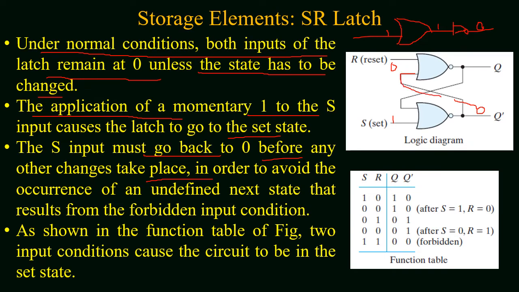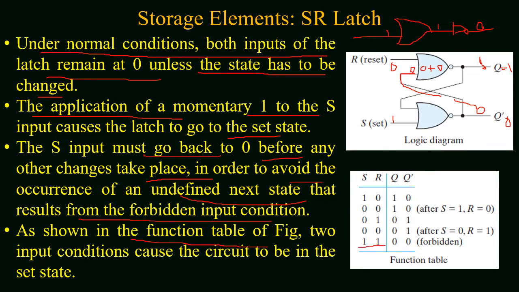So this 0 will be transferred to the second input of the first gate, and we know that the reset input is also 0. So 0 plus 0 will give us 0, and with the inverter it will be changed into 1. So Q will have a value of 1 and Q prime will have a value of 0. Now the latch is in the set state, so the S input must go back to 0 before any other changes take place in order to avoid the occurrence of an undefined next state that results from the forbidden input condition.